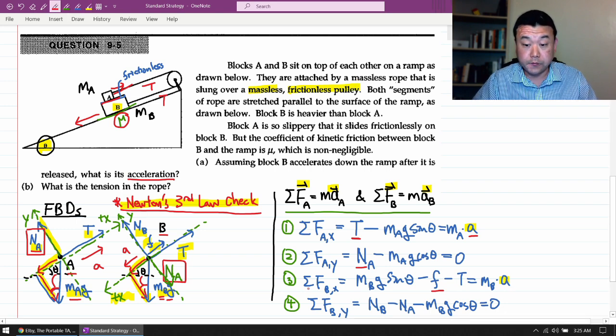Let's go into equation 4. And actually, before we do that, you can see that we will need equation 4 because so far we've looked at 3 equations and we have 4 unknowns.